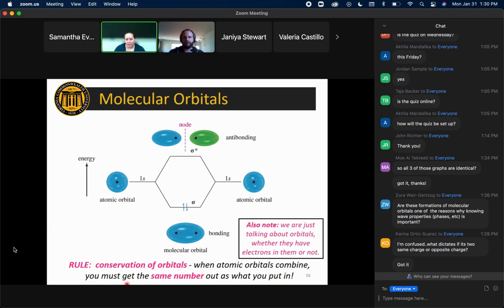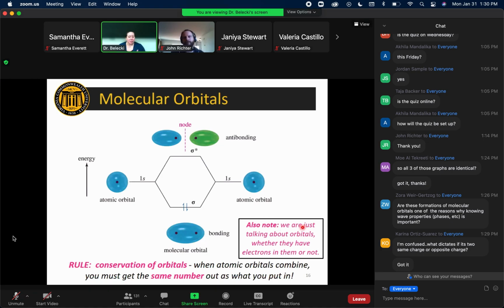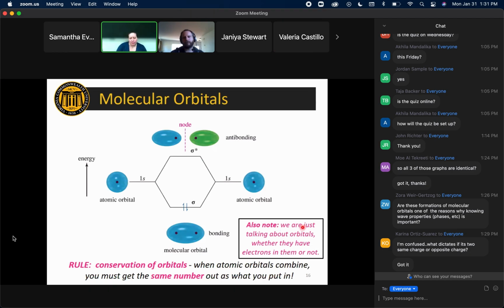Oh, and actually, this is a very important note. Here we're talking about bringing atomic orbitals together to make molecular orbitals. And we're really talking for the time being about the bonding, the shape and the shell of those orbitals. And we're not right now talking about whether or not they're populated with electrons.